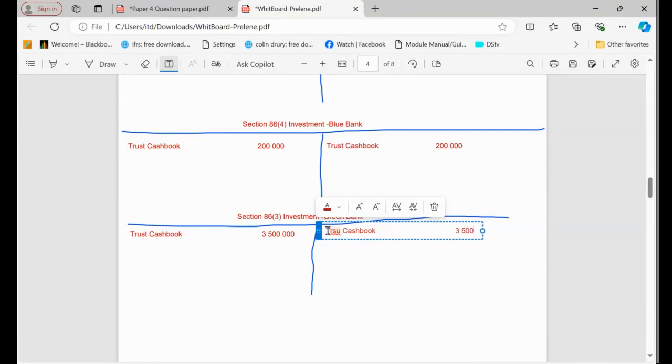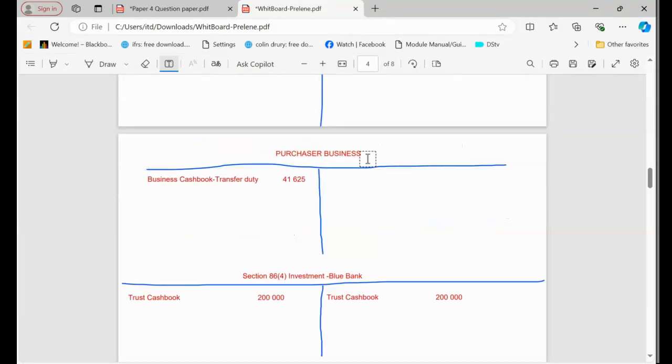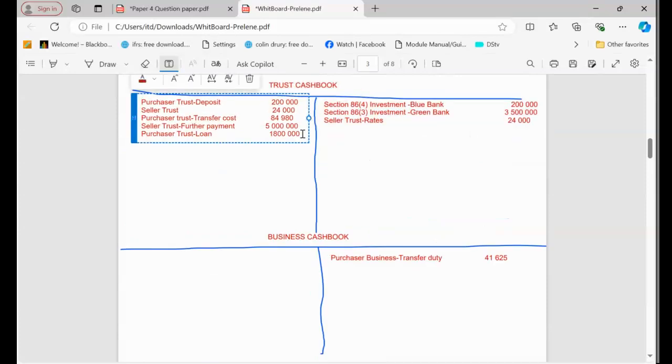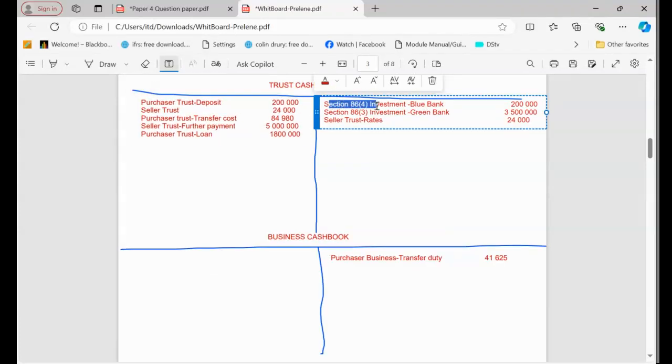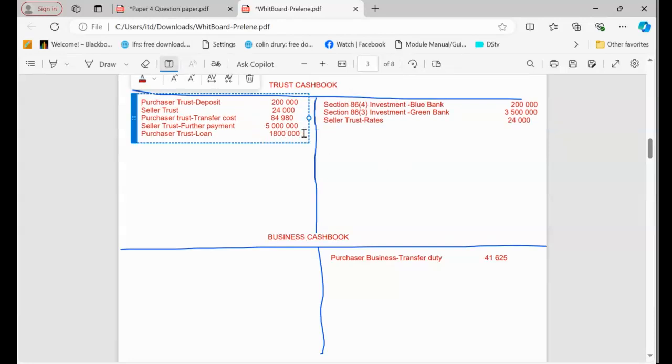Are you okay? Yes. So we must take them to the trust cash book, obviously on the opposite side. I can say the other one comes from blue, right? Yes. The other one comes from green. So I'm just going to do this. The blue one, I got back my 200,000. And the green one, which was subsection 3, 3.5 million.